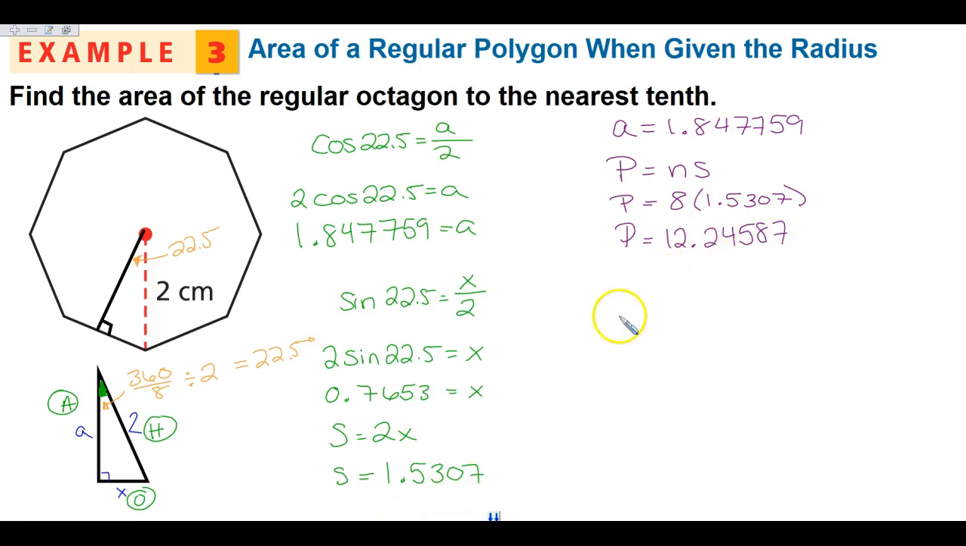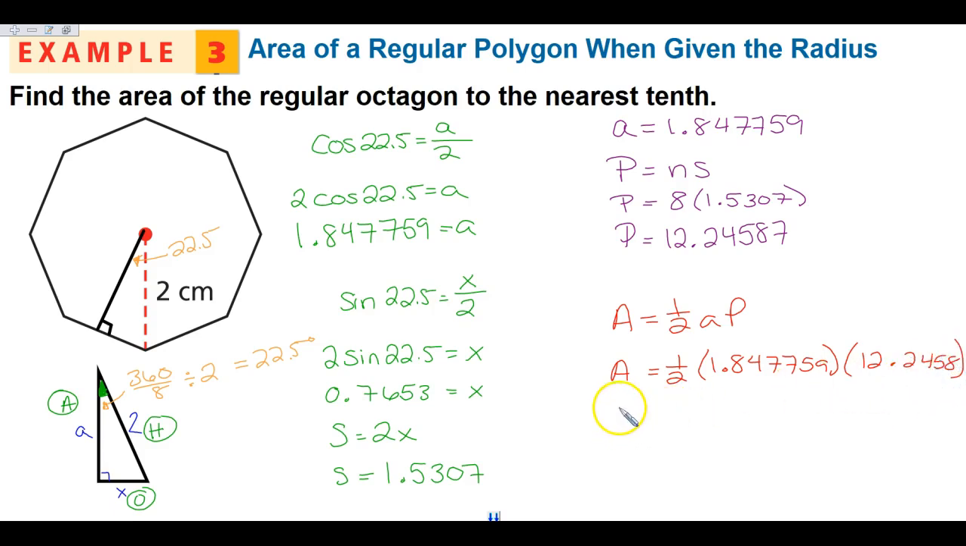So again, I'm going to write my area formula, which is 1/2 AP. And it's going to be 1/2 times our apothem, which is 1.847759, times my perimeter, which is 12.24587. So in your calculator, you're going to do times, and then you're going to type in that 1.847759. And then you're going to divide that by 2. When you put that in your calculator and you round to the nearest tenth, then we get 11.3. And that is going to be centimeters squared.